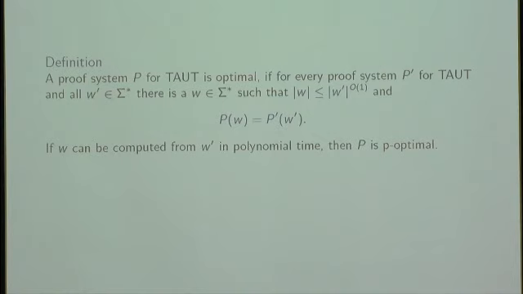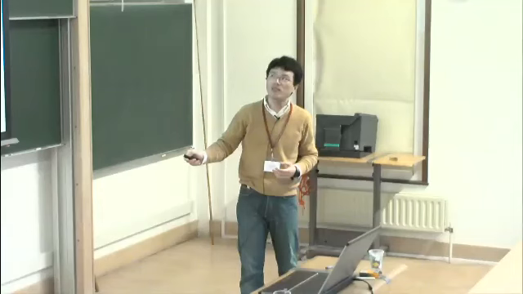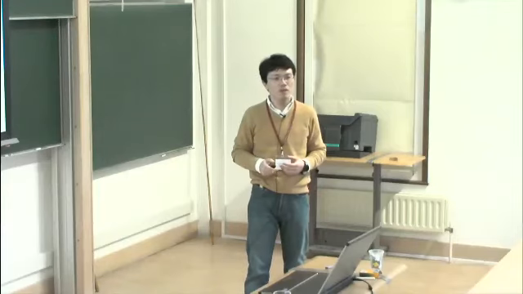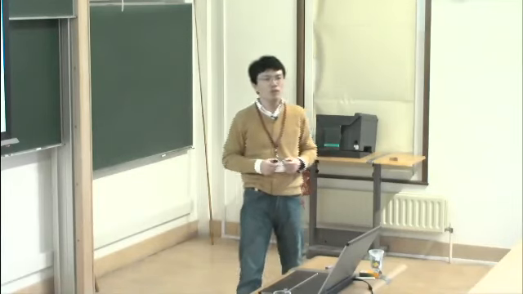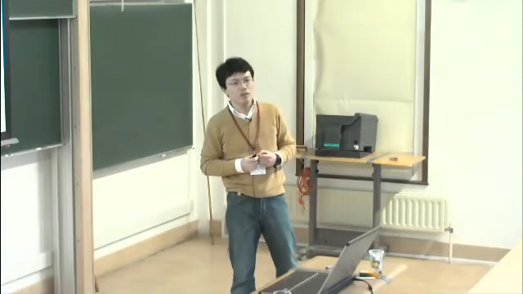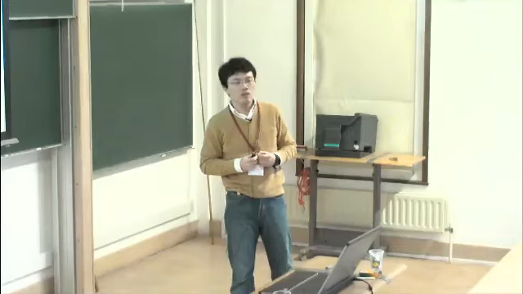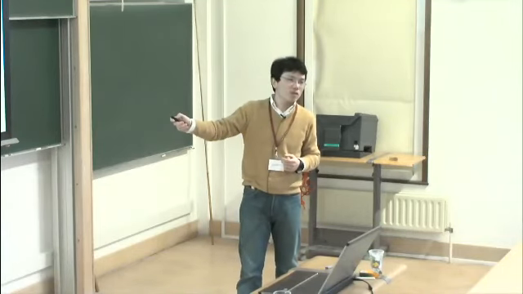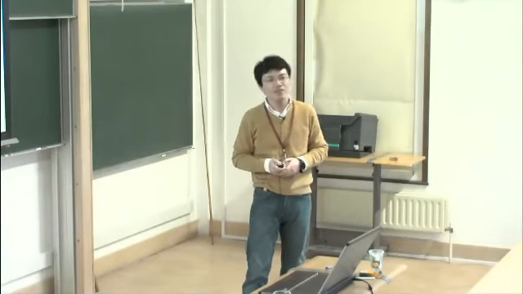And this is the optimal proof system. So if in addition there is a polynomial time algorithm which, given W prime, computes W, then this proof system is P-optimal, or polynomial optimal. So this has some additional algorithmic condition. The condition missing that they are proving the same tautology? Yeah, that's P(W) equals P prime(W prime), yes.